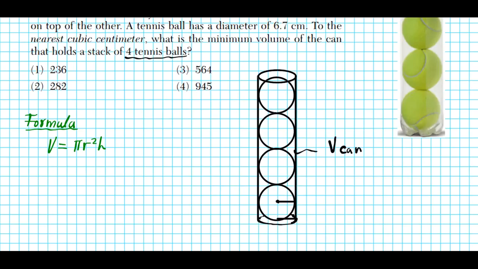Okay, so what do we have here? We're told that the diameter of the tennis ball is 6.7. Okay, so if the diameter of the tennis ball is 6.7, the radius is going to be 6.7 divided by 2. Okay, so that's 3.35 centimeters. Okay, this is for the tennis ball.